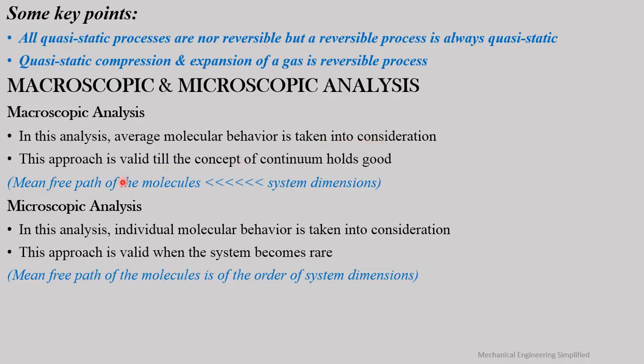On the other hand, when the system becomes rarefied, that means when the mean free path of the molecules becomes of the order of the system dimensions, then the individual molecular behavior is taken into consideration, and that is known as microscopic analysis. Please make a note, properties like pressure and stress are valid only when the concept of continuum is valid, otherwise they are not valid. In this case, when the system has become rarefied, we need to use another theory known as rarefied gas theory. I think this is clear.